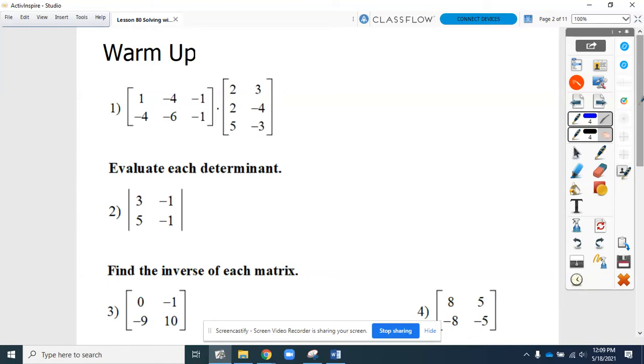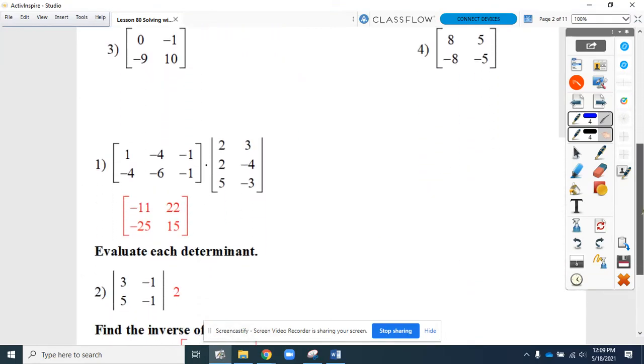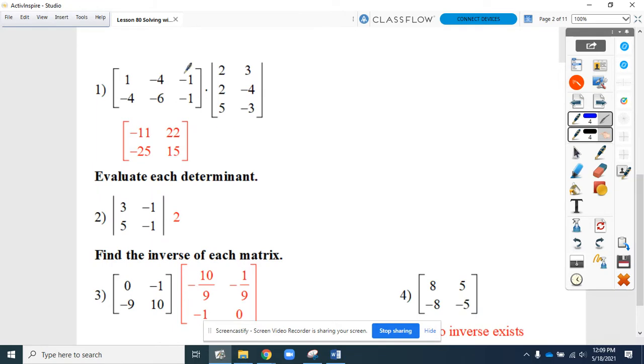Right, I wanted to start by going over the warm up that you just tried. So for number one, multiplying, remember the key there was listing the size of the matrix first. So saying that it was a 2 by 3 times a 3 by 2. We circle that inside, it cancels out. We're left with a 2 by 2. That's how we got this.